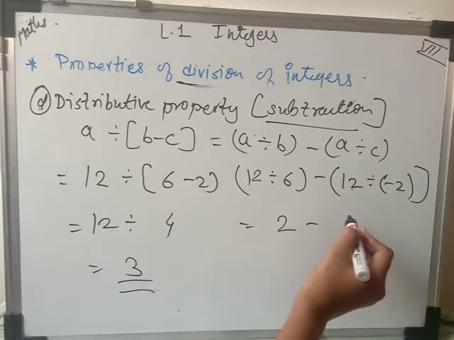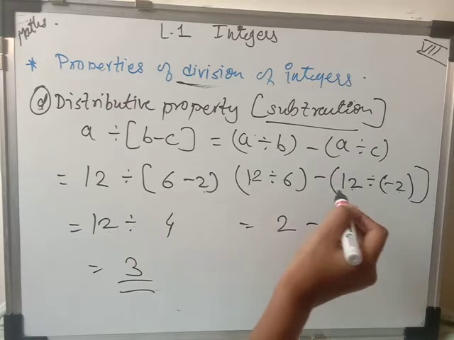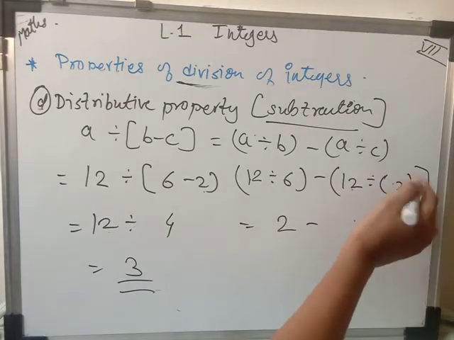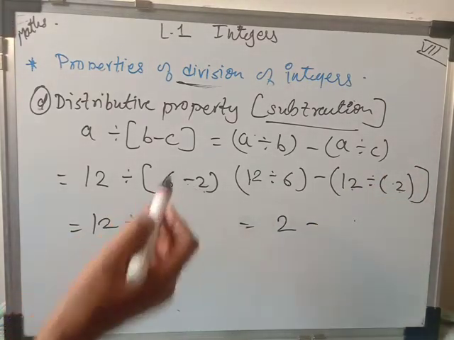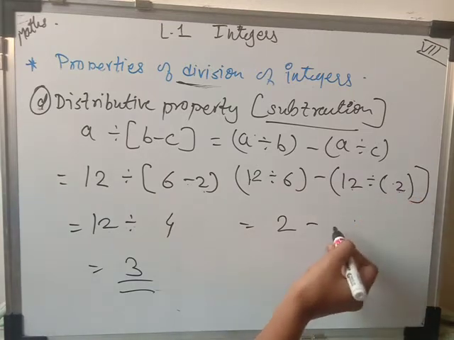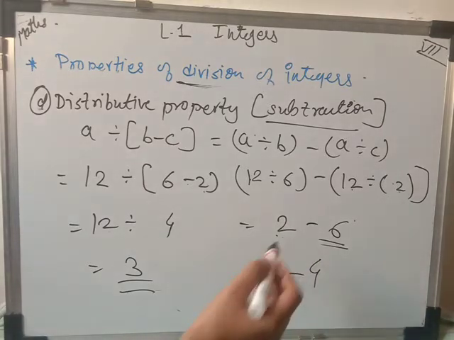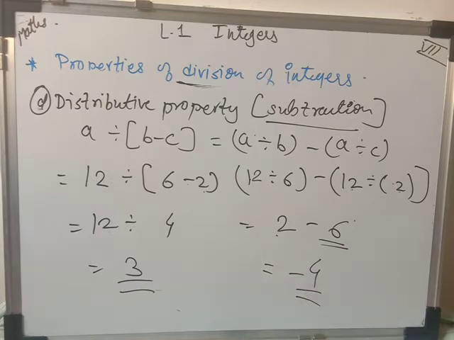2 6s are 12, and here our answer is not minus 2, it is only 2, because we have given the sign. Sorry, here 2 is there, so 2 6s are 12. So we got the answer, that is 2 minus 6, and we have to divide it. Here we will get 4 and 6, before the 6 minus sign is there, and 6 is the whole number which is greater than the 2. So here we got the minus 4 answer.